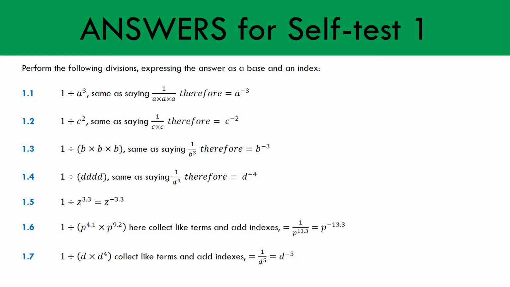And 1 over d times d to the 4, again, we use our knowledge of collecting like terms and know therefore that that is the same as saying 1 over d to the 5, and we can express that as d to the minus 5.